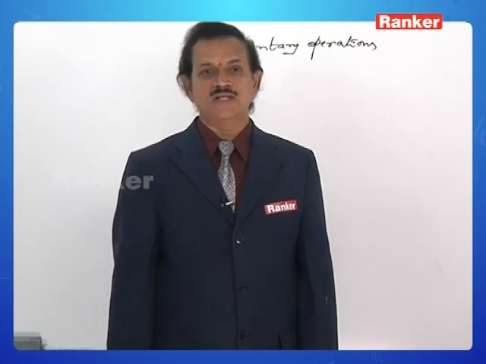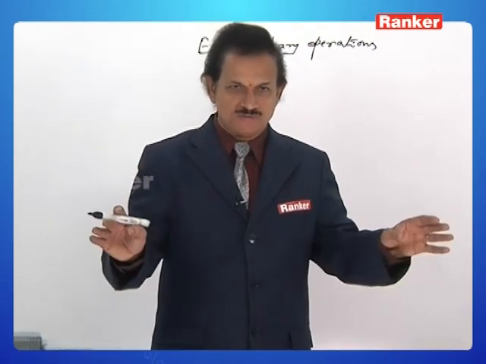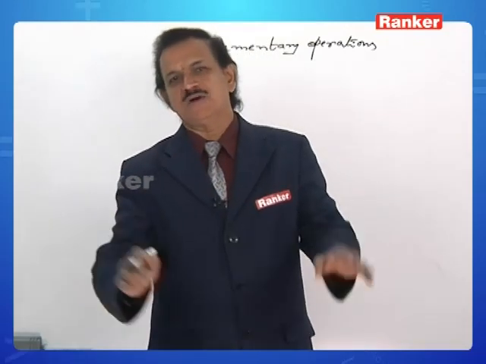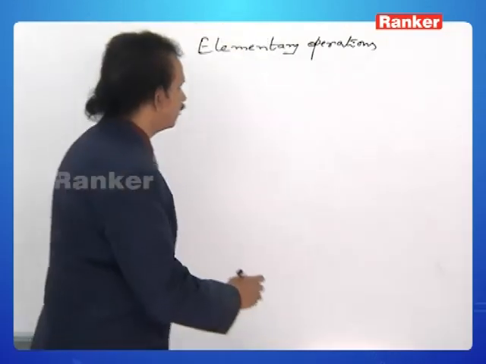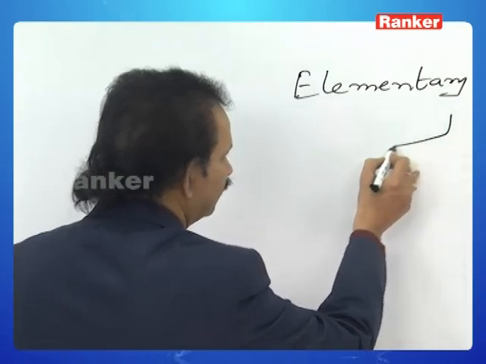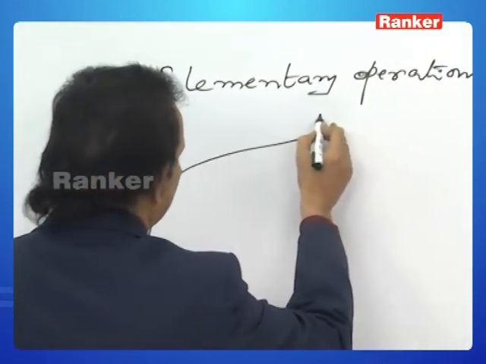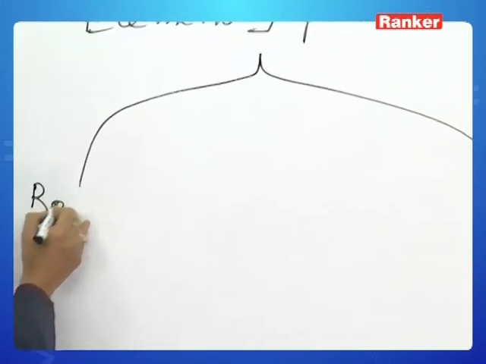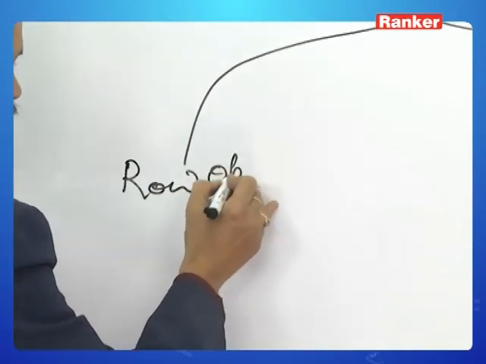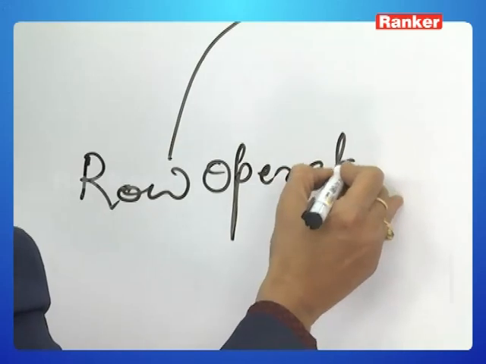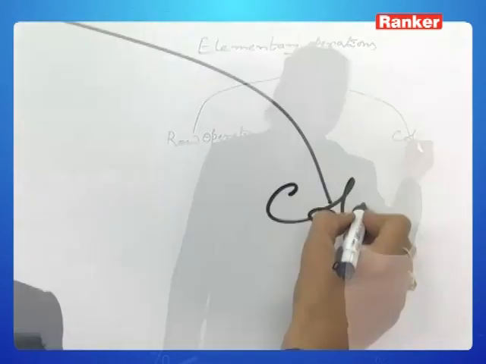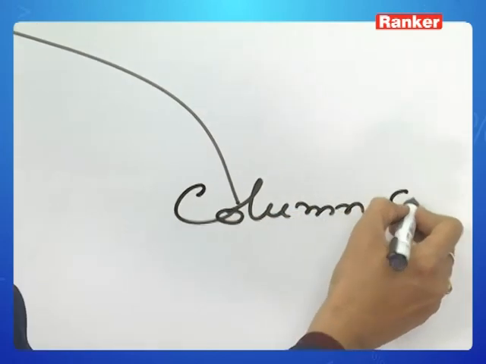All these types of steps, or rather actions, are put in an order called elementary operations. These elementary operations are of 2 types: elementary row operations and elementary column operations, isn't it? So they can be split into 2 ways. What are they? Row operations, column operations.